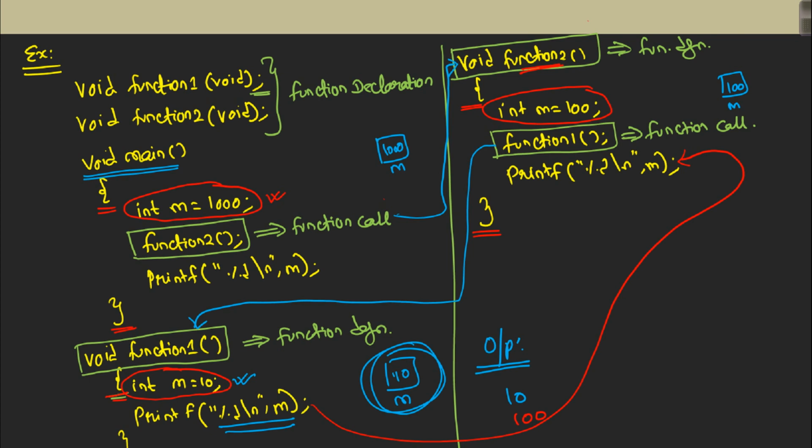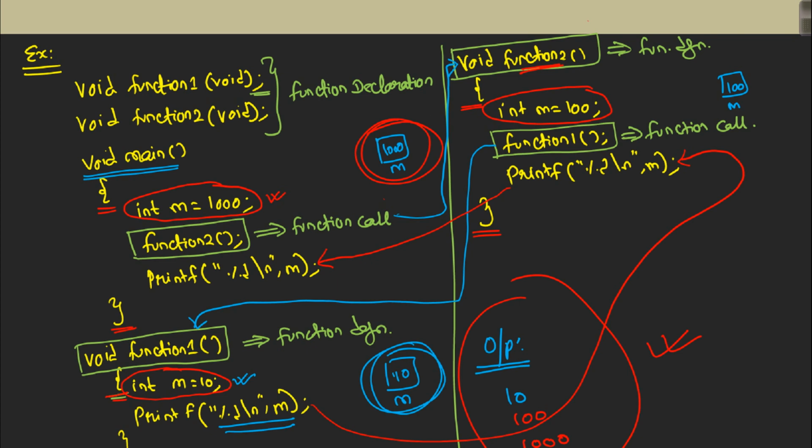Okay, so initially you get a call from here, you get into function 2, and then inside function 2 you call function 1 and you come here and print this and go back to function 2. Now from where did you get the call for function 2? You got the call from void main, right? So after executing this line, you go back to void main, and there you have one printf where you are printing m. Inside void main the value of m is 1000, so the value printed is 1000. This is the idea.